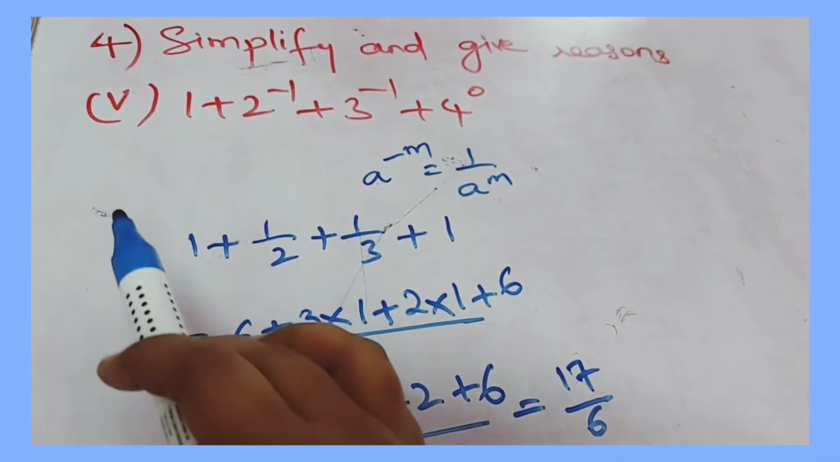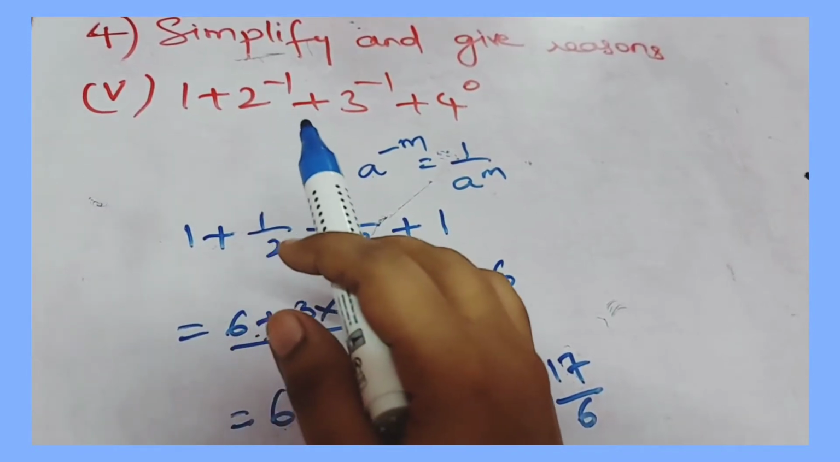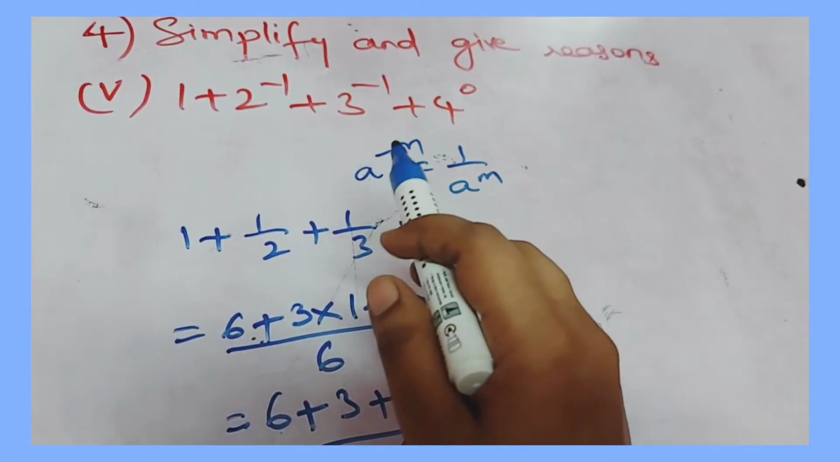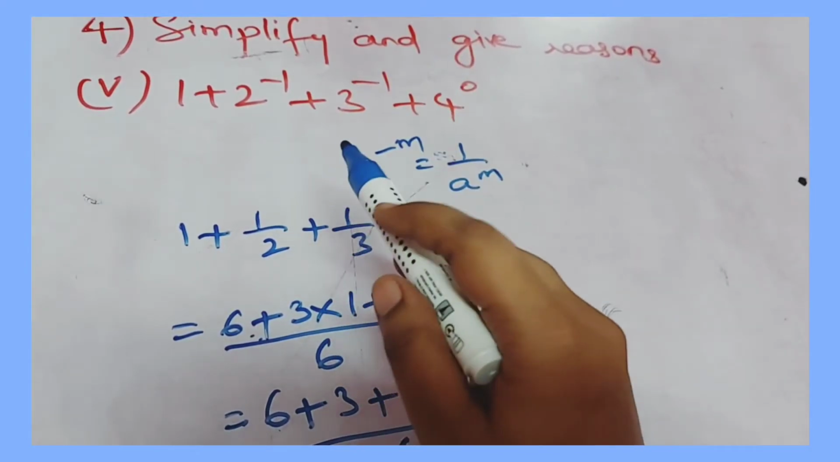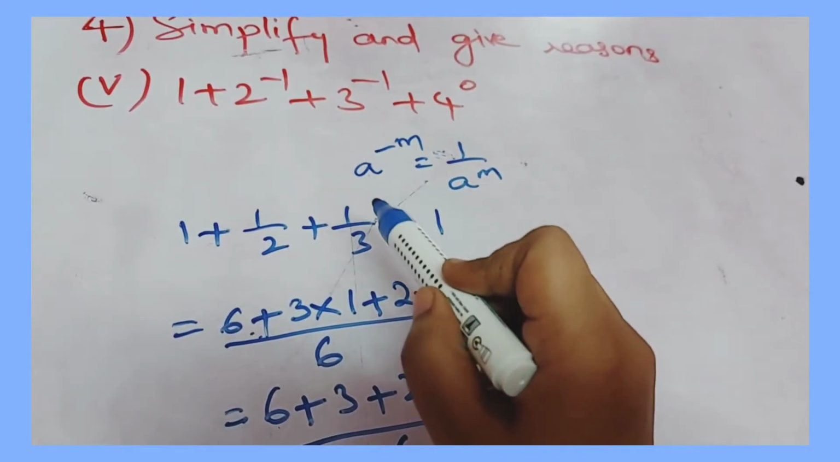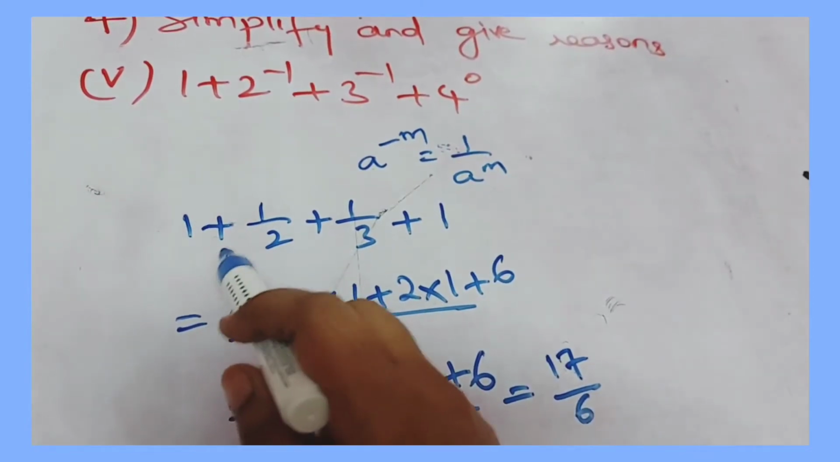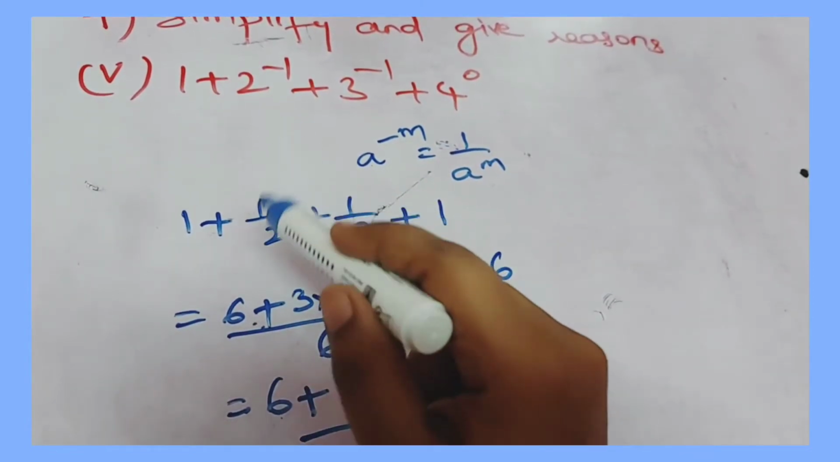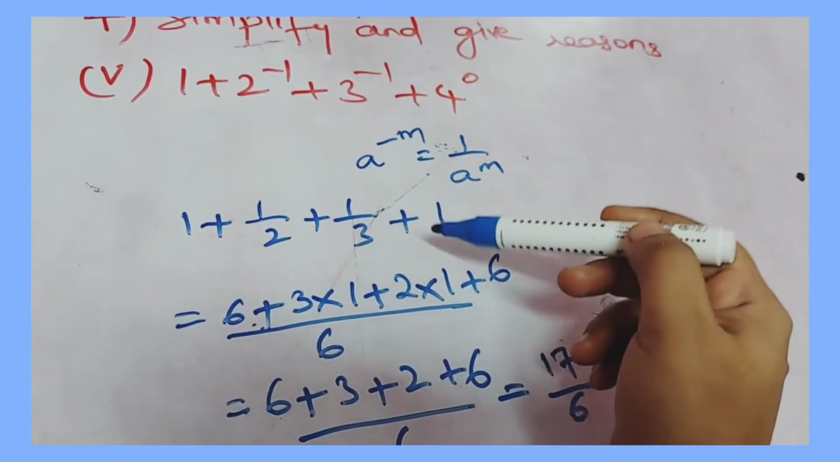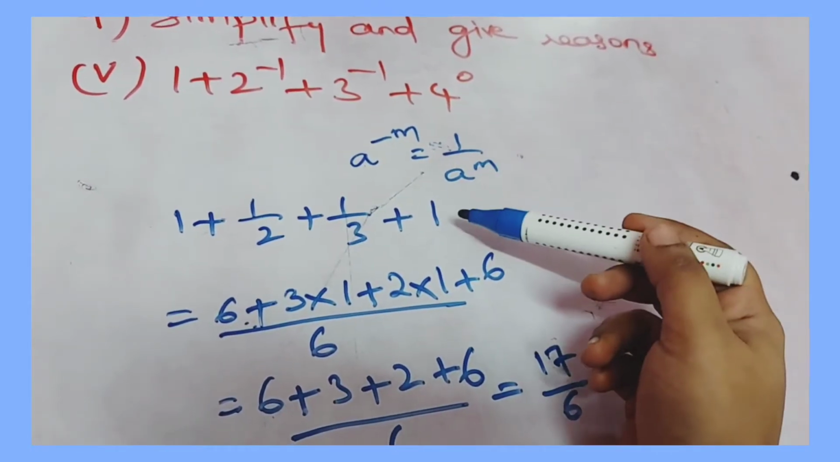Now fifth sum is 1 plus 2 power minus 1 plus 3 power minus 1 plus 4 power 0. Now what you have to do? Again you have to take this identity. A power of minus m is equals to 1 by a power m. So 1 plus 1 by 2 you have to take, then 1 by 3 plus 4 power 0 is 1.